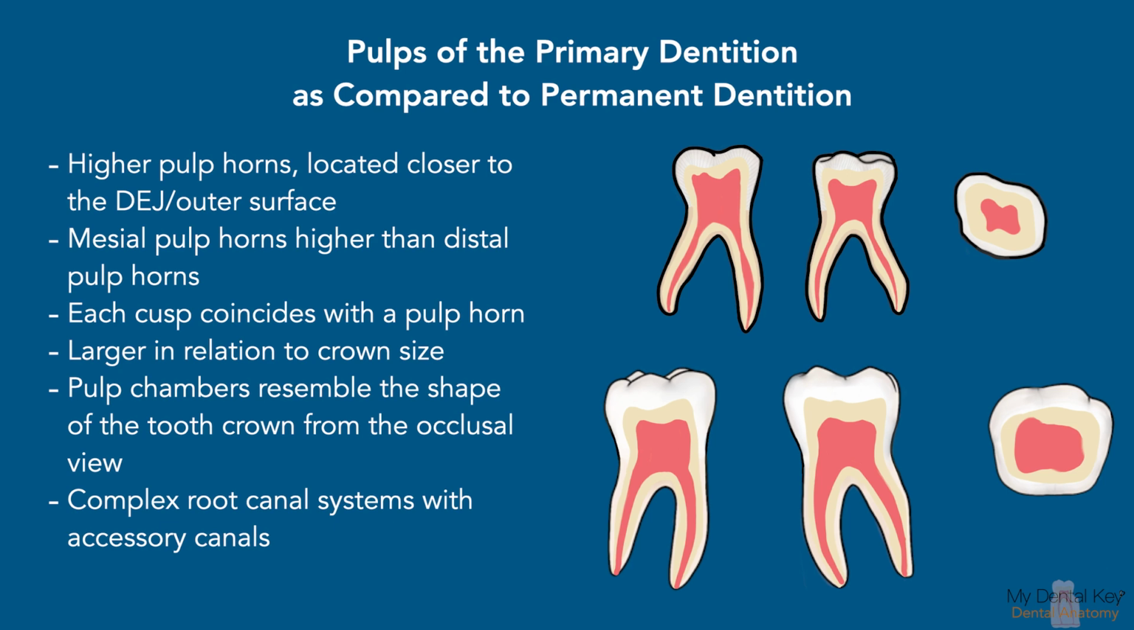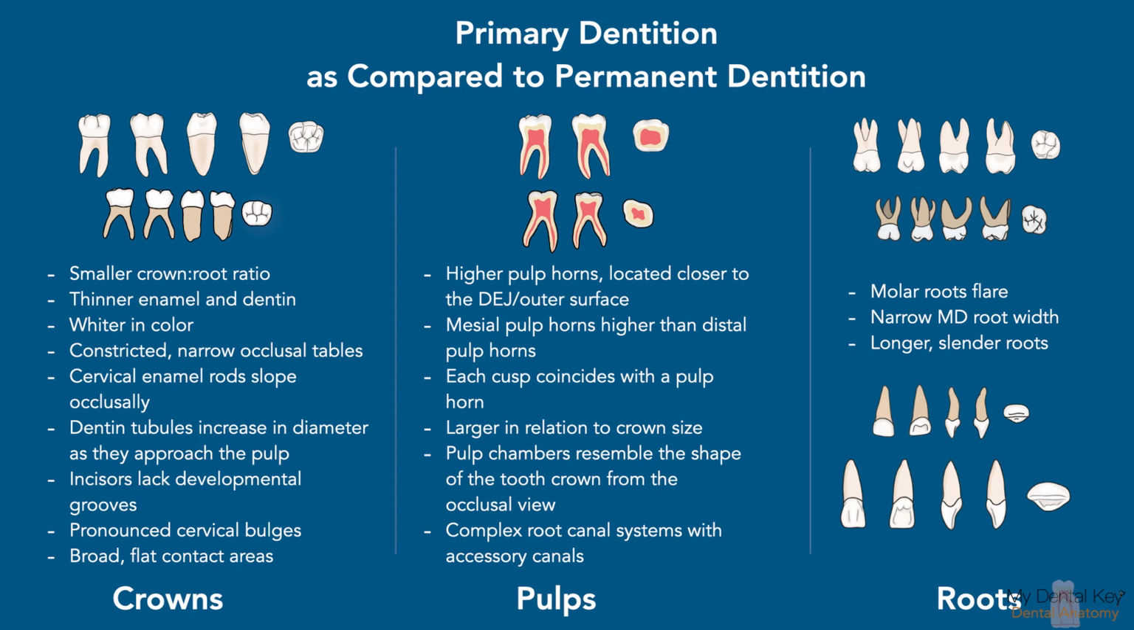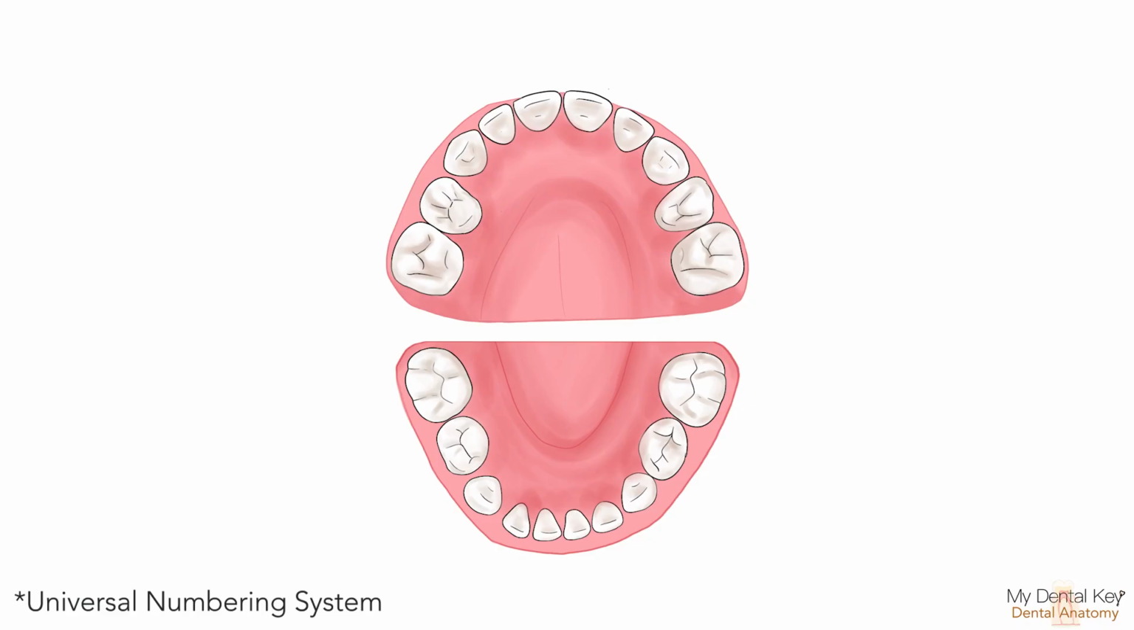These are just some of the characteristics that differentiate primary from permanent dentition. Refer to this table for a more inclusive list of the differences between the primary and permanent dentition.